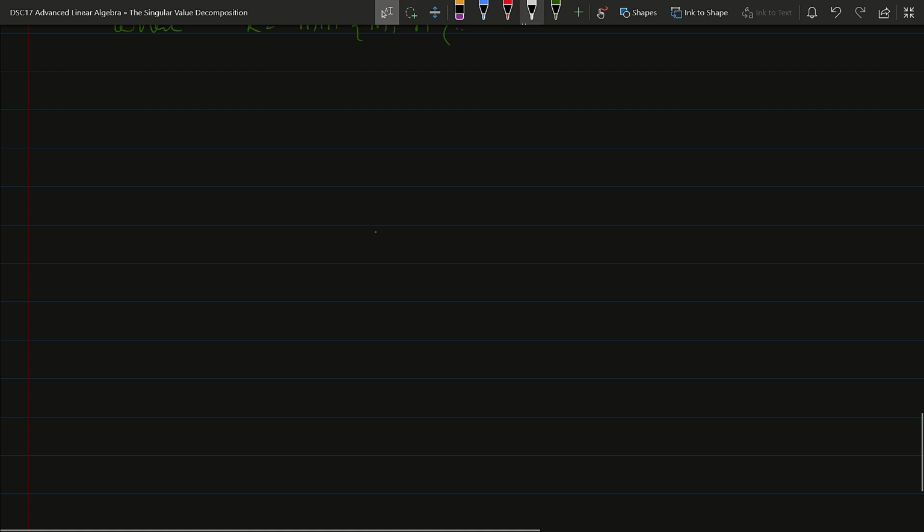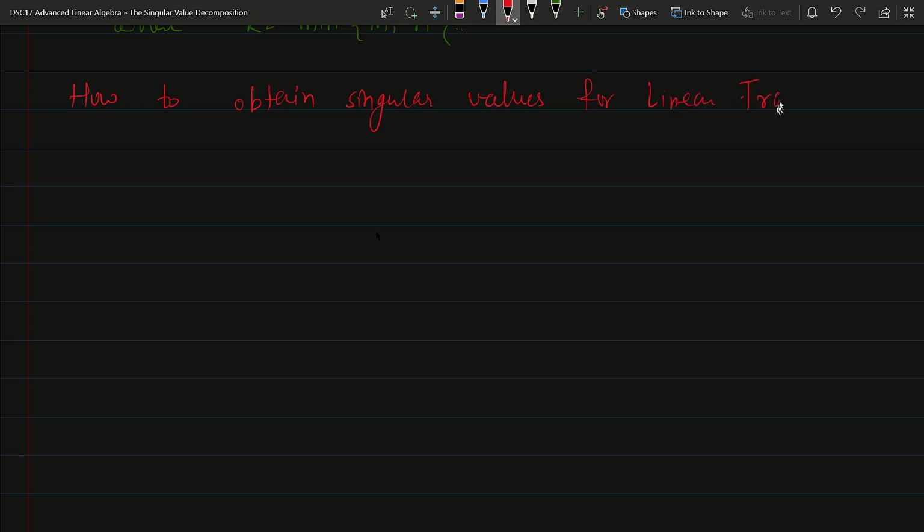ठीक है, so we are discussing how to obtain singular values for linear transformation. ठीक है, so for to understand this we will consider an example and this is example number 1.